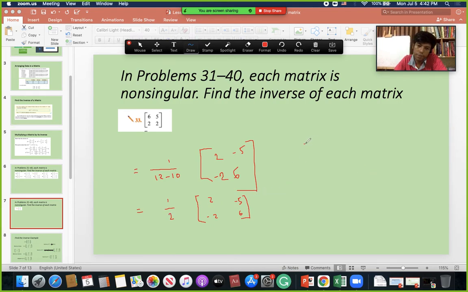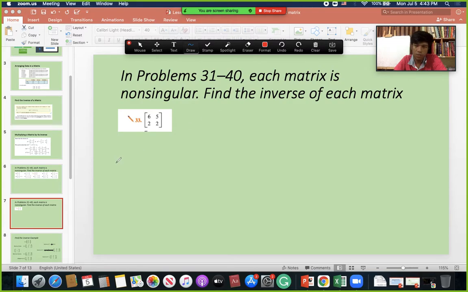Then we have 1 minus 4 by 2, minus 1 and 3. So this is the inverse of this matrix, which is very easy to find.